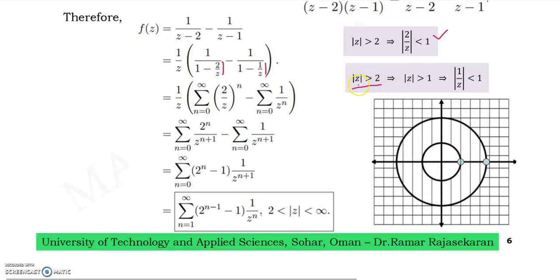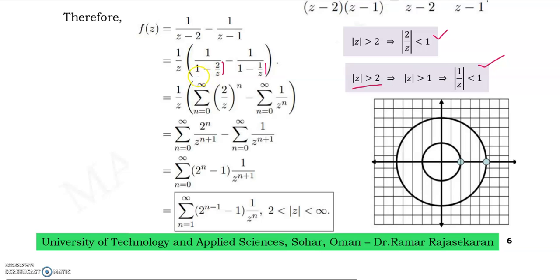Now from this, modulus of z greater than 2 implies definitely modulus of z is greater than 1. Cross multiplying by z, modulus of 1 over z is less than 1. So what we require is that modulus of 1 over z should be less than 1. That is also rewritten from the given condition. So in the second term also this is satisfied, so I can write it in summation form.